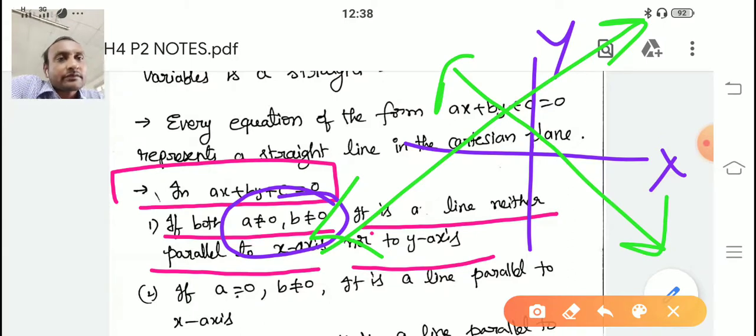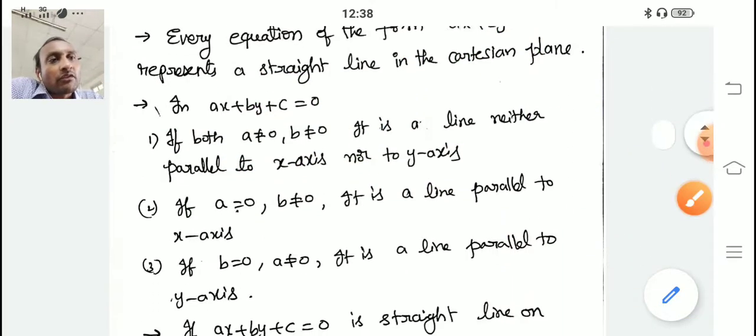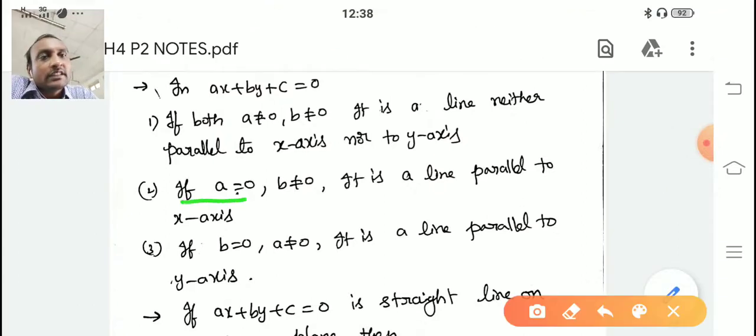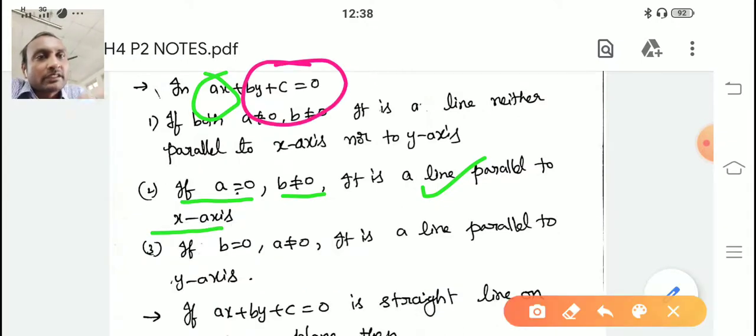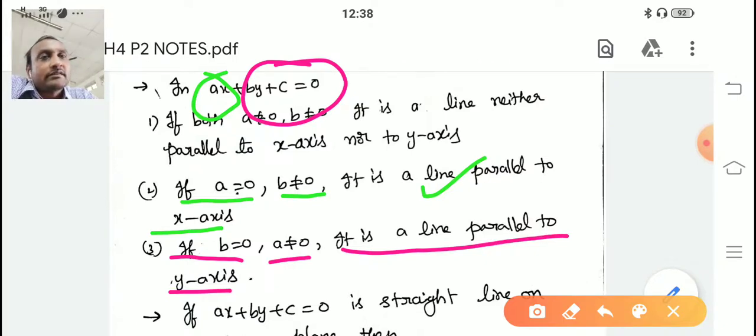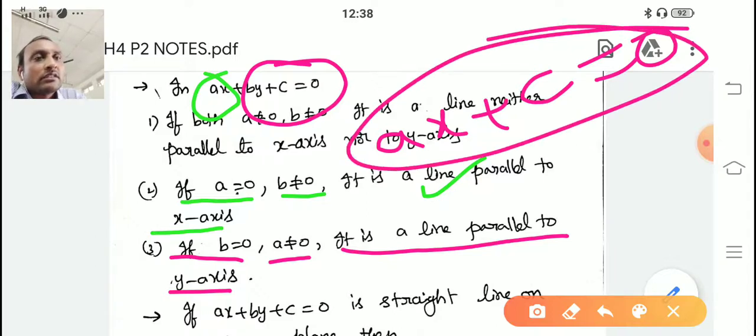Now, if a is equal to 0 and b not equal to 0, then the line is parallel to the x axis. That means here a is equal to 0, so a is not there. If you see an equation of the kind by plus c equal to 0, that is a line parallel to the x axis. And if b equal to 0 and a not equal to 0, then the line is parallel to the y axis. That means ax plus c equal to 0 is a line parallel to the y axis. So these are the three conditions.